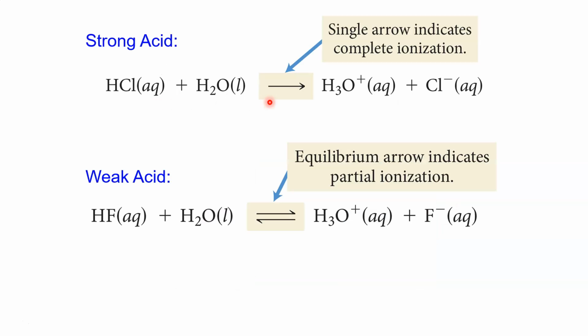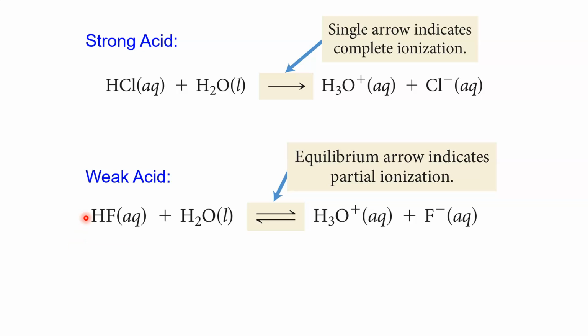With a strong acid, we tend to use single arrows to indicate complete ionization. Now, I understand that that is a little difficult sometimes with the computer, and so I'll do what I can, and you can also do what you can. I'm not going to penalize you if you can't use this equilibrium arrow, but at least in the textbook and in most of your homework, it should have that equilibrium arrow to indicate partial ionization.